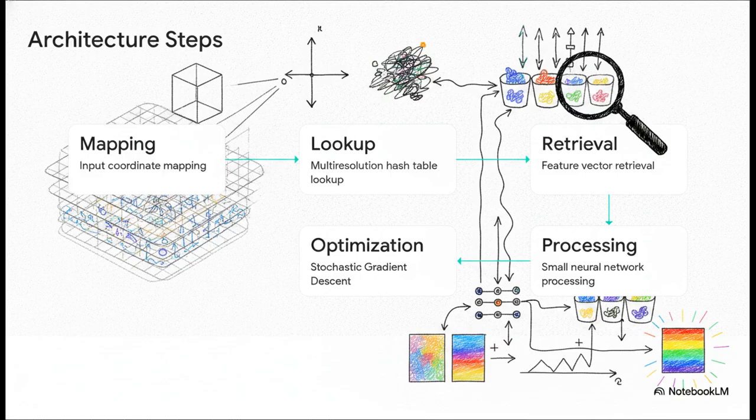And finally, Step 5, stochastic gradient descent optimization. During training, backpropagation sends the error signal not just through the small neural network, but all the way back into the hash table itself. Both the network's weights and the feature vectors stored in the hash table are updated simultaneously. Think about that. The model literally learns the optimal spatial map and the optimal decoder at the exact same time.